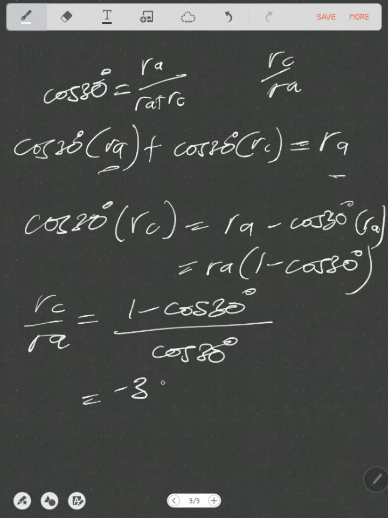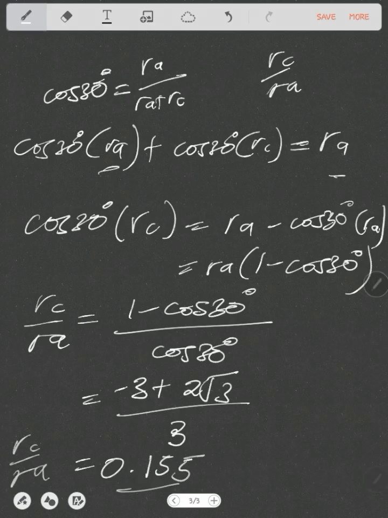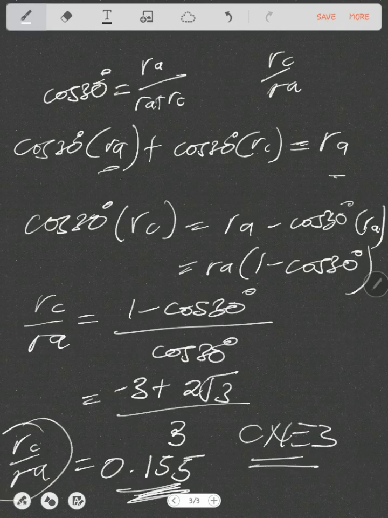If you punch it in right, you get something like this. Convert it to decimal and you get approximately 0.155, to 3 decimal places. This right here is the lower limit for the cation anion ratio when the coordination number is 3. Yeah, alright.